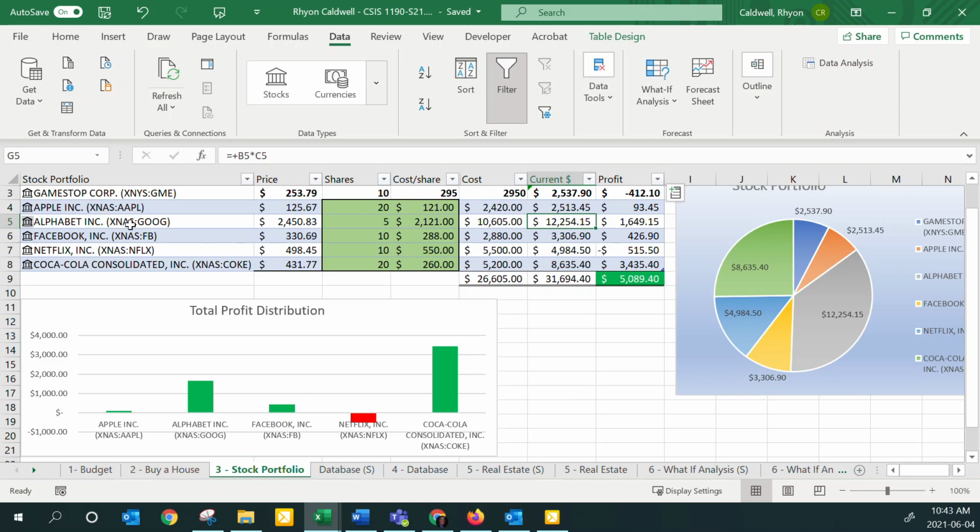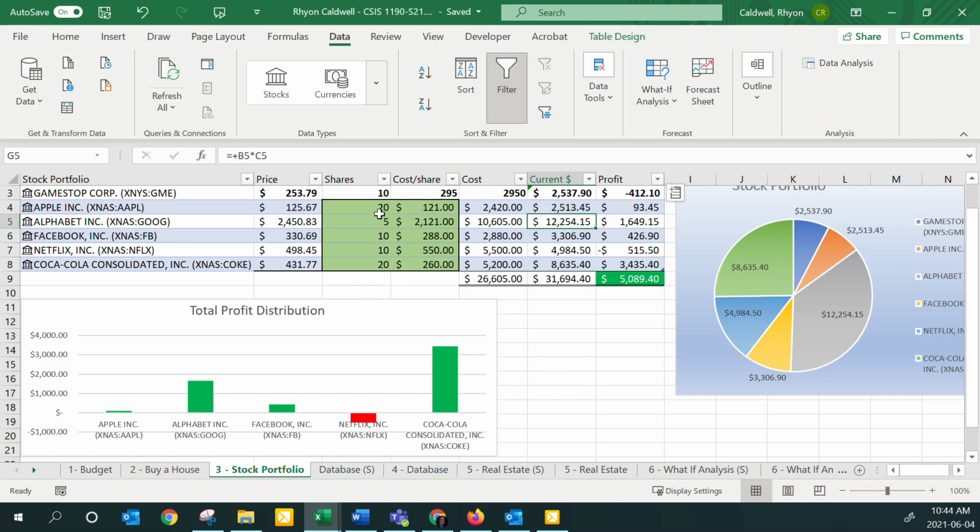So a question might be, what stock is making me the most money? And maybe that's going to help you make decisions in the future. Maybe you're going to sell some of that stock because you made a lot of profit. Maybe you want to buy more of that stock because it's making a profit. So these are big questions. And by looking at this data on its own, that's hard to see.